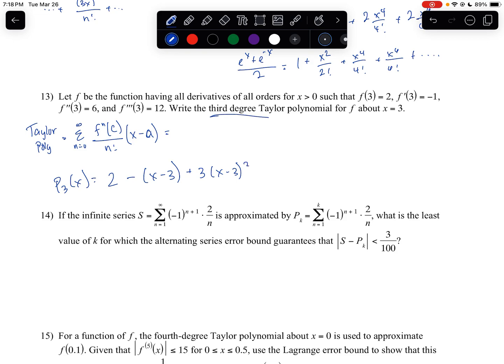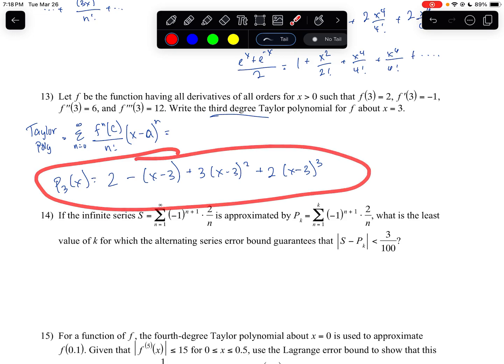And we want a third degree Taylor polynomial, so go one more. So I'll say plus 12 over 3 factorial. 3 factorial is 6, so 12 divided by 6, that's going to be 2, times x minus 3, oops, sorry, that needs to have an nth power, to the third, and there you go. So this right here would be the third degree Taylor polynomial.